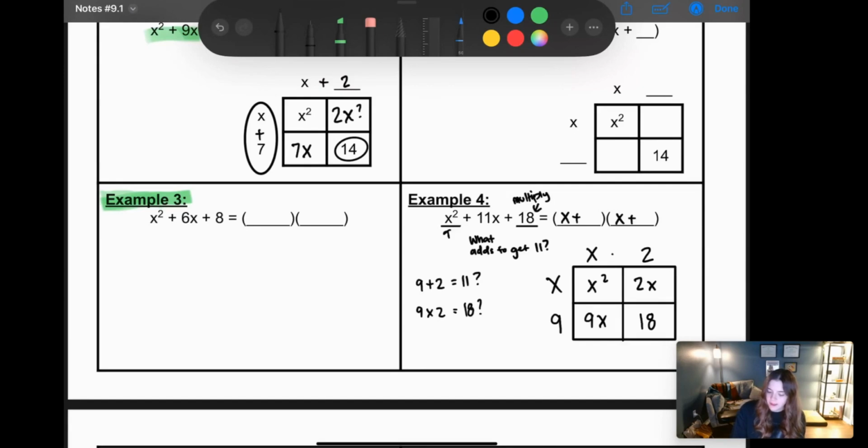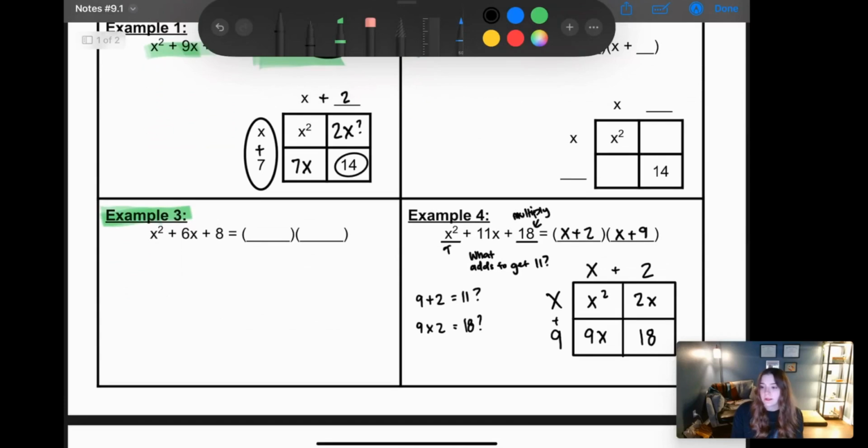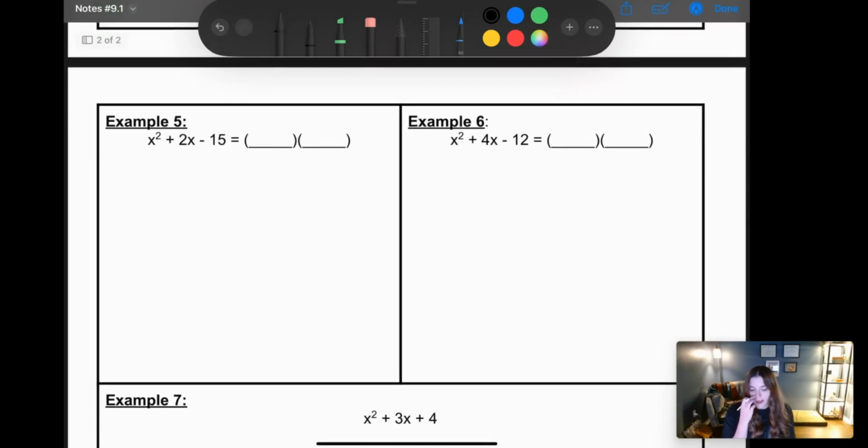And now you have everything. I have x plus 2, x plus 9. And you have solved. And that's all you have to do. Try example 2 and example 3 on your own. Remember, these should be going in your Algebra 1 folder. Hopefully you have copied what I wrote down and you have solved your own.